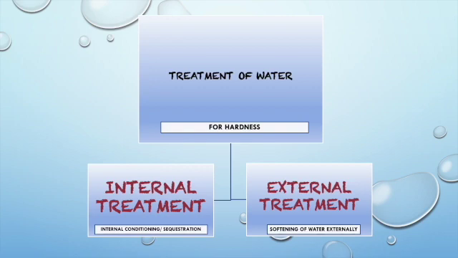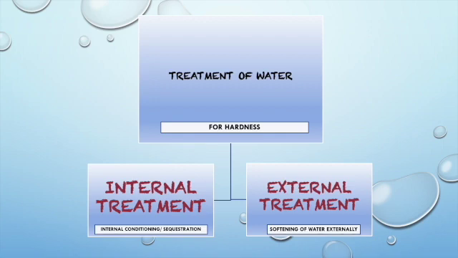So in this type of treatment, we create such a condition, such a situation inside the boiler water itself, such that the precipitation of calcium sulfate is not done, and therefore the scale formation does not take place. Now the internal treatment can be done in different types that we will discuss in detail. The second type of treatment is the external treatment.